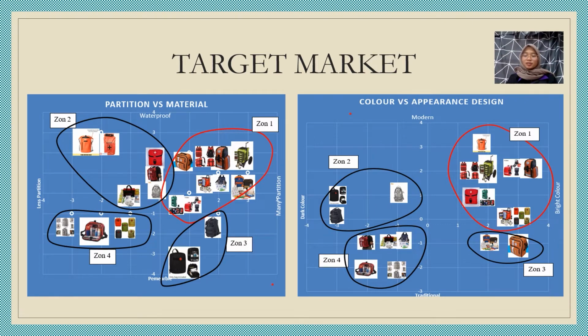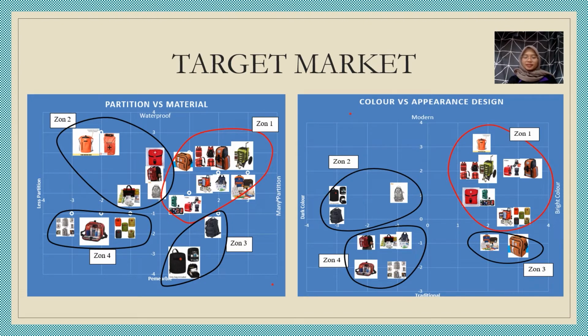Next, the color versus appearance design. In zone 1, the product has a bright color which is easily noticed, and the appearance design looks more modern and artistic. Then zone 2 has a dark color which can fit all people who wear it but is not suitable for this situation, while the appearance design has a modern and artistic look like zone 1.